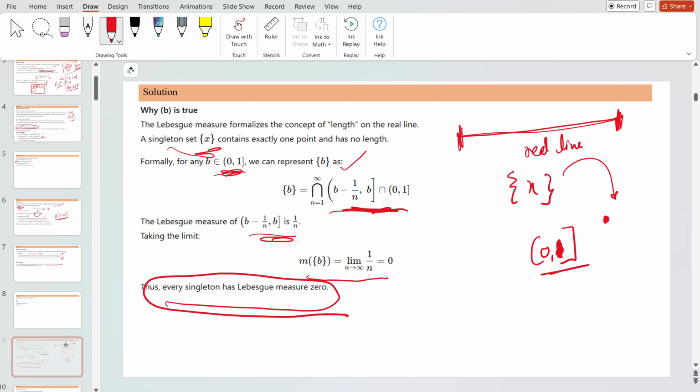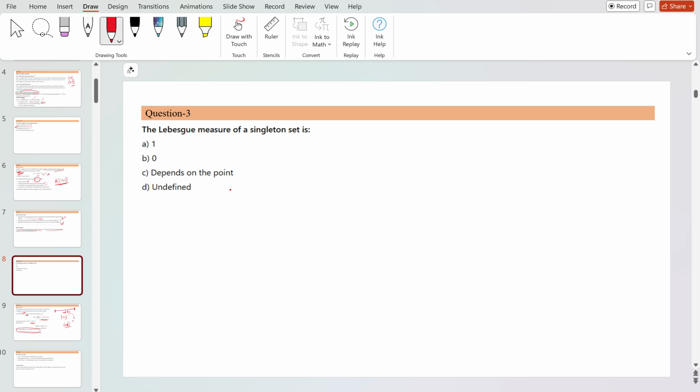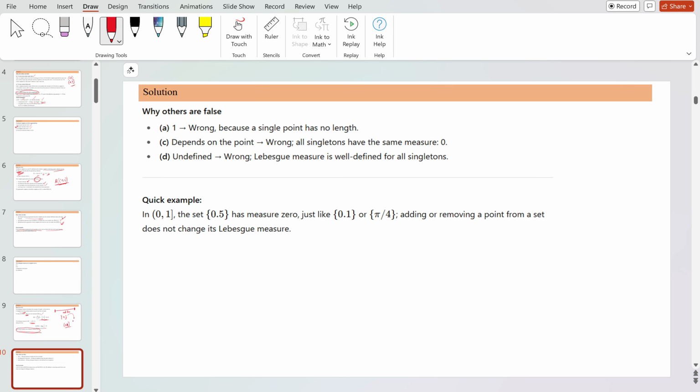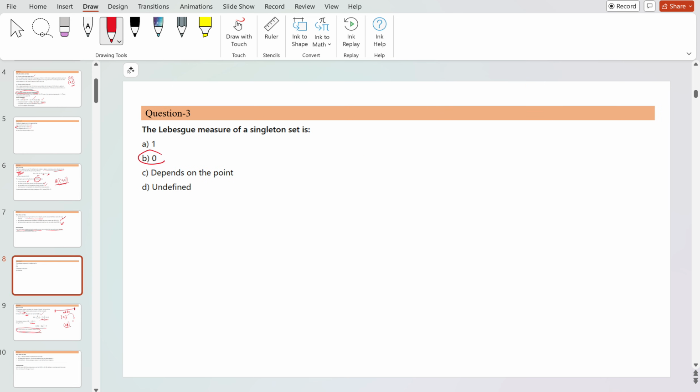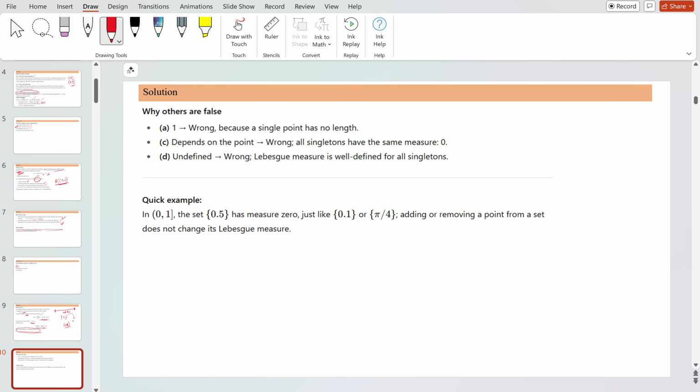So why are the other options not correct? The first option says 1, and the others say it depends upon the point or is undefined. That's why option b is correct. The limit as n tends to infinity of 1/n is equal to 0. The option 1 is wrong because a single point has no length. Depending upon the point is also wrong because all singletons have the same measure, which is 0. And undefined is wrong.